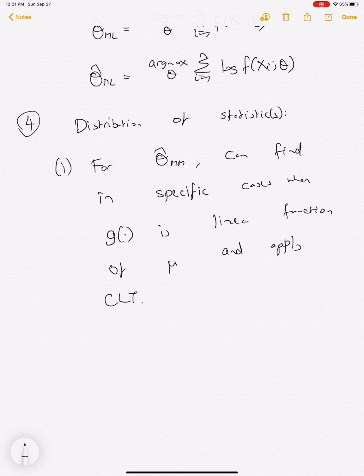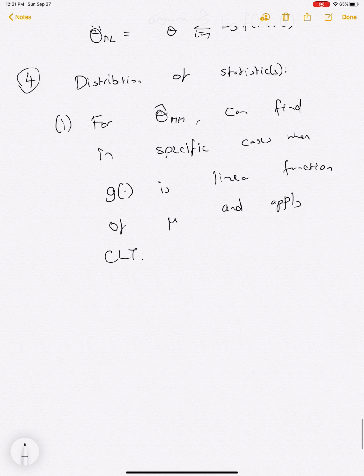But we found that in specific cases, if g is a linear function, for example for the Poisson, your theta hat mm was just x bar. Same with the normal. In that case, you can just use the CLT to get an asymptotic result. But for maximum likelihood, in the last two lectures we've spent a fair bit of time talking about this.